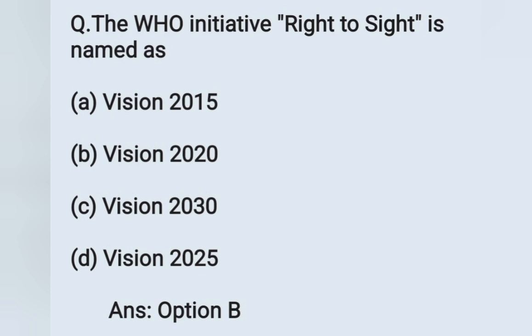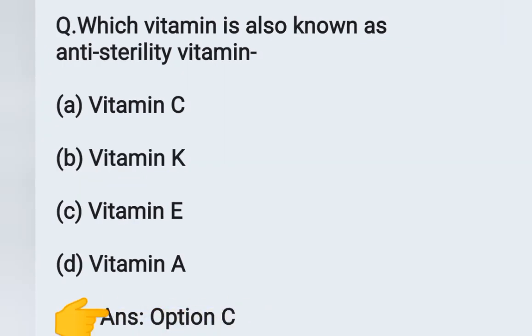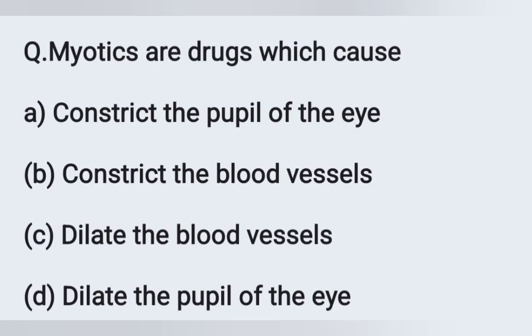And the next question is, which vitamin is also known as anti-sterility vitamin? Options. Option A, vitamin C. Option B, vitamin K. Option C, vitamin E. Option D, vitamin A. And the correct answer is anti-sterility vitamin is vitamin E. Option C is the correct answer. Move on to the next question.